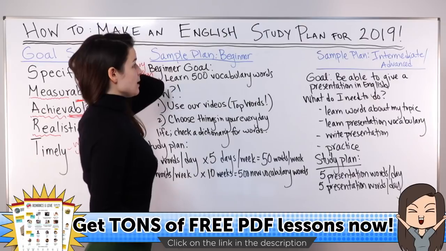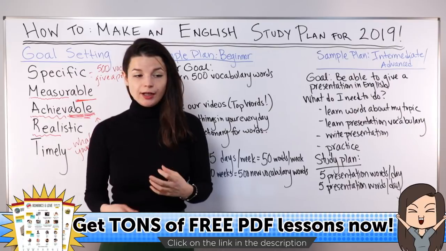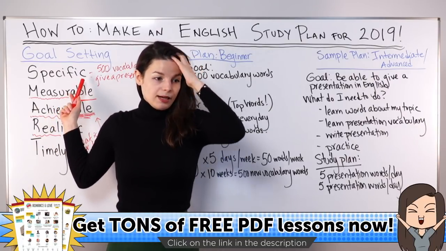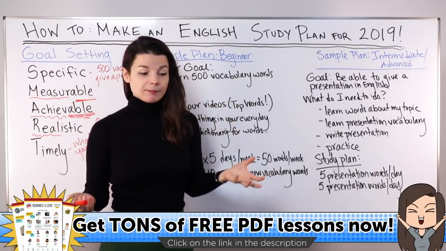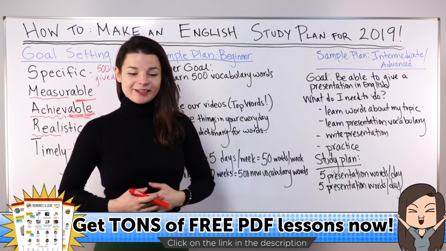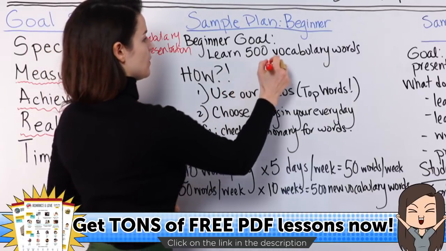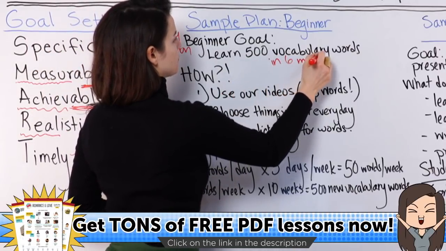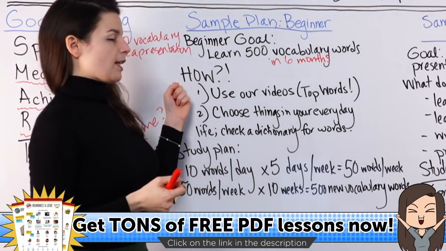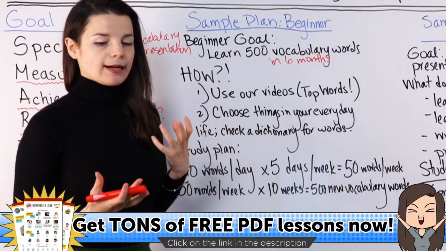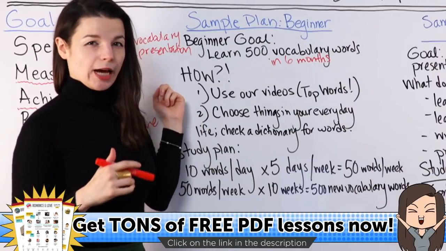So I want to begin with a beginner sample study plan. Let's imagine, as I said, your goal as a beginner is to study 500 vocabulary words in like 6 months or something like that. So you're just starting. This is your goal: learn 500 vocabulary words in 6 months. Okay, so if this is my goal, the next question is, how do I do that? I know I need vocabulary words, but how do I get the vocabulary words?